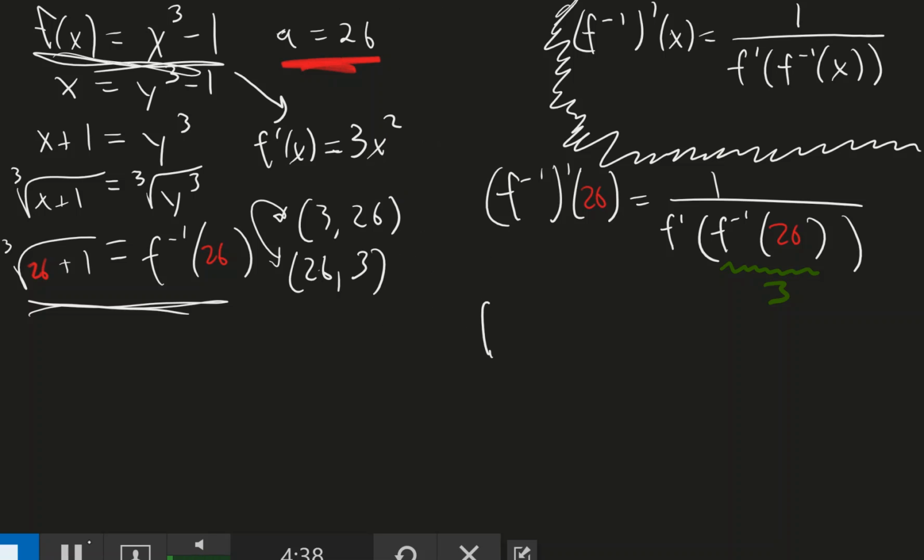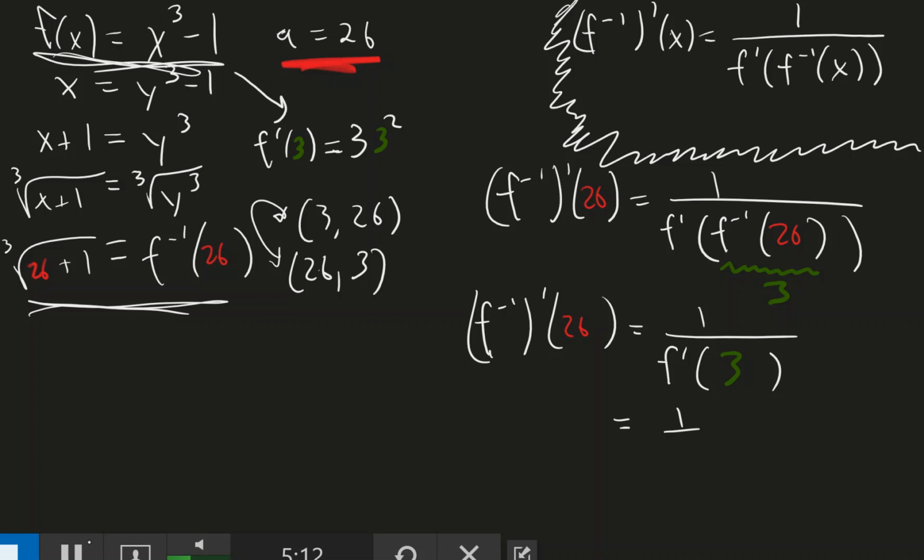Alright, so now the derivative of the inverse at 26. Since all of this comes out to be 3, now I'm interested in where the derivative is 3. So up here, let's plug 3 into the derivative. And that would be 3 times 3 squared, which would be 27. And so then that would give us 1/27 for a final answer.